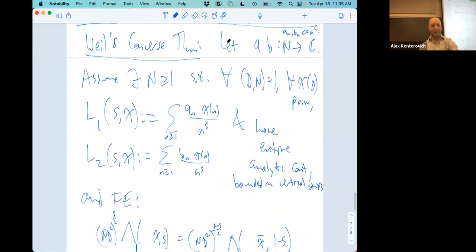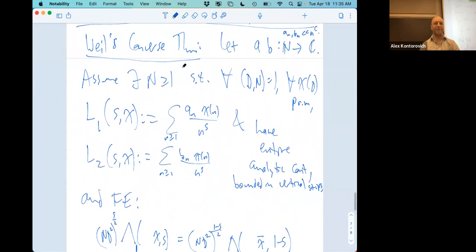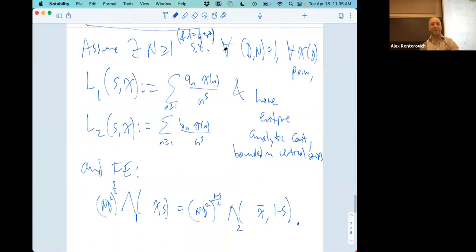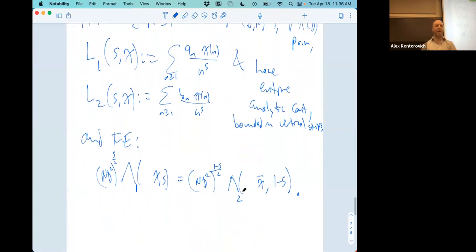So again, the converse theorem. Assume I have a pair of sequences, the a's and b's, and a natural number n, and an eigenvalue lambda equal to a quarter plus r squared, which is in the completion. The implicit gamma factor is in the completion. So that for all d co-prime to n, all chi mod d primitive, if I form these L functions, they converge somewhere, they have entire analytic continuation, they're bounded in vertical strips, and we have this pair of functional equations.